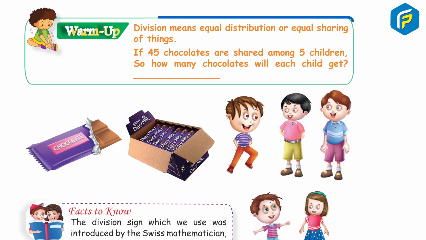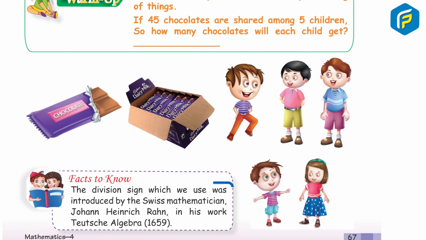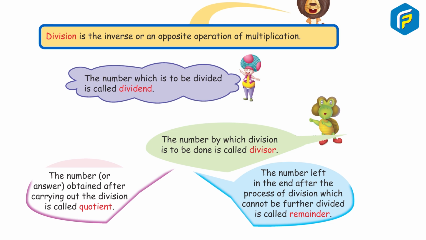Warm up. Division means equal distribution or equal sharing of things. If 45 chocolates are shared among 5 children, how many chocolates will each child get? Facts to know. The division sign which we use was introduced by the Swiss mathematician Johann Heinrich Rahn in his work Teutsche Algebra in 1659. Division is the inverse, or opposite, operation of multiplication.